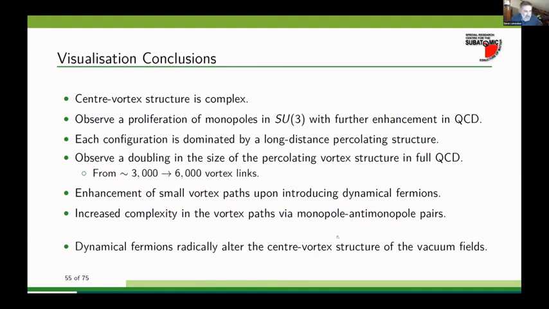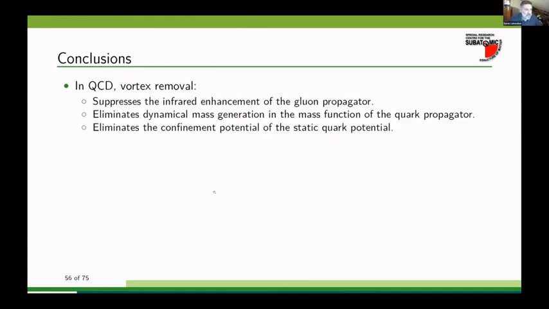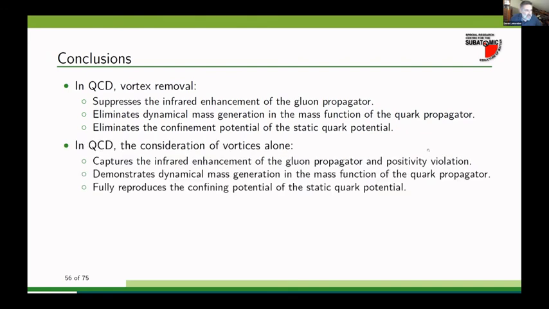So the introduction of dynamical fermions radically alters the center vortex structure of the vacuum fields, and it really improves the phenomenology. If you remove vortices, it suppresses the infrared enhancement of the gluon propagator, it eliminates dynamical mass generation, and it eliminates the confinement potential. It really does that very nicely now.